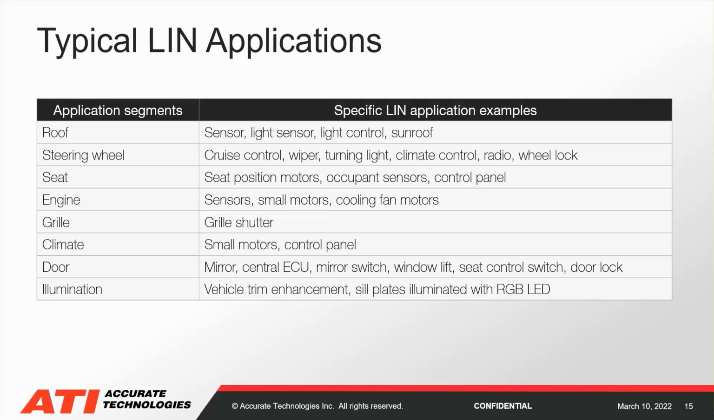Typical LIN applications are, again, slower, less critical functions in the vehicle, such as light controls, light sensors, sunroofs, cruise control, seat positions, grille shutters, small motors and mirrors, such as window control and mirror control. Cooling fans: this is where LIN is becoming more and more prevalent in the EV market, as they use LIN to drive the coolant system of the electric vehicles.